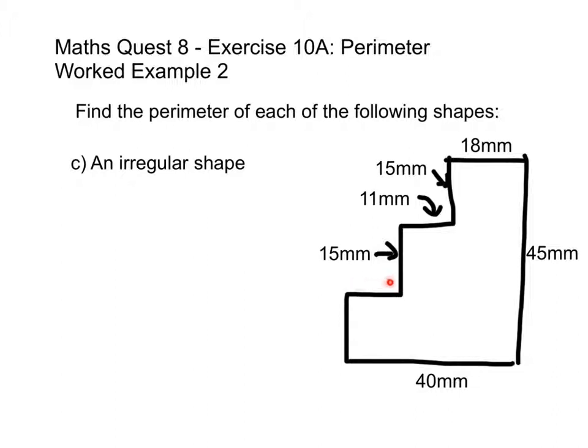So this measurement here, we can work that out because it's the same as this measurement, take away this measurement and this measurement. So how I'd write that is that measurement there is 40 minus 11 plus 18.